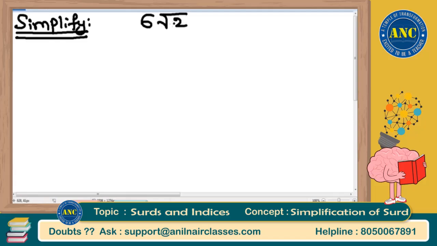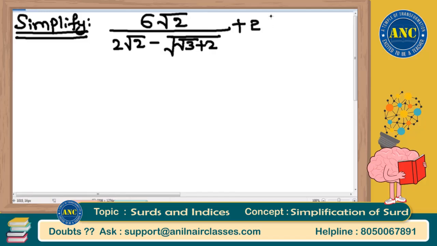Simplify 6 root 2 divided by 2 root 2 minus root 3 plus root 2 under the square root, root 3 plus root 2 under the square root, plus 2 times root 12 under the square root of 12 minus 6 root 3, right? 12 minus 6 root 3. Now let us solve it a little fast.